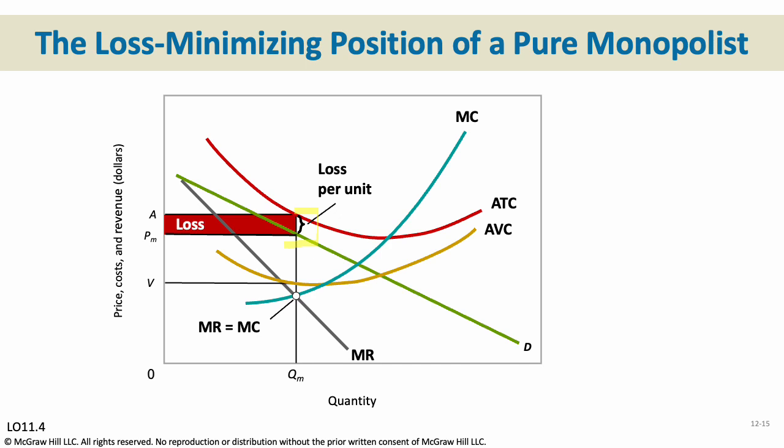And as a consequence, that's what we're going to do. It's the closest the demand line comes to the average total cost line, and it's going to minimize our loss. At lower prices or higher prices, no matter what we do, we're going to get a larger loss.